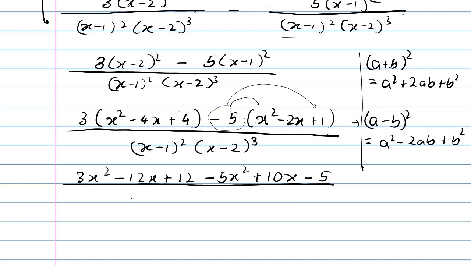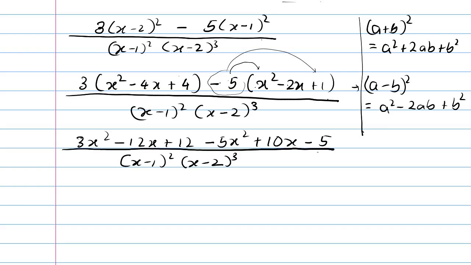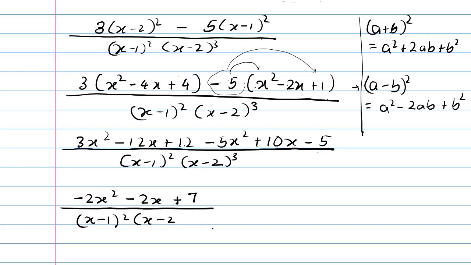Over x minus 1 squared, x minus 2 to the 3. Fine. Okay, so again we combine the like terms. We have 3x squared minus 5x squared, which gives you negative 2x squared. Negative 12x plus 10x gives you negative 2x. 12 and negative 5 gives you positive 7. And this is what you get, over x minus 1 squared, x minus 2 to the 3. So this is your final answer, right?